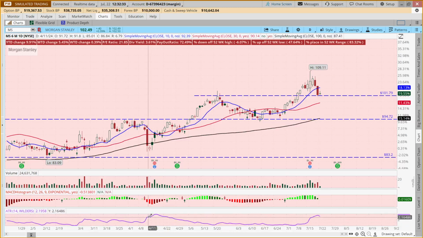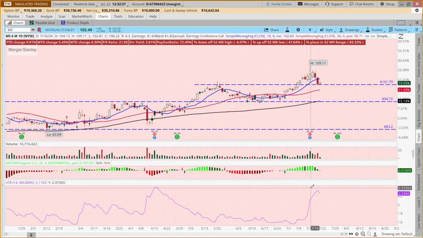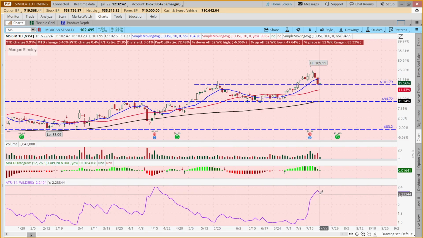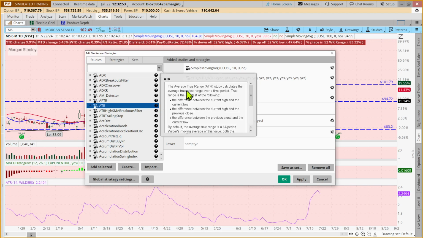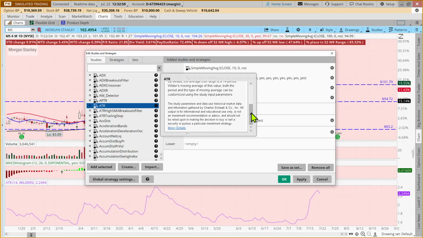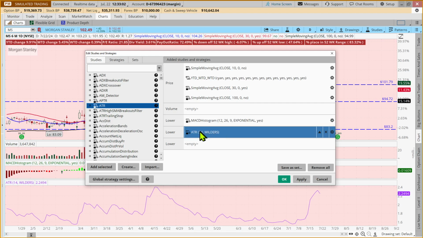And if you don't have that on your chart, average true range, it tells us the amount this particular stock has moved in an average day over the last 14 days. To add this to your chart, you just come to Studies, Edit Studies, click on ATR, and if you click on this question mark, it'll bring up a much more refined definition of what this is. But you'll notice that it says here ATR 14.